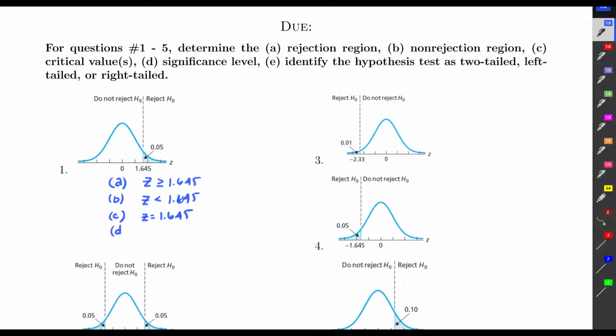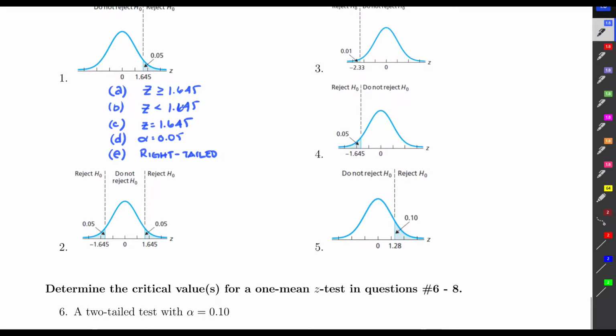Part D is the significance level. This is a one-tailed test. It's a right-tailed test. So we have alpha is equal to 0.05. Now be careful on number 2, for example. It has 0.05 to the left and 0.05 to the right. So you have to add these two values together. So your alpha would be 0.1 and not 0.05. And then part E, identify it as two-tailed, left-tailed, or right-tailed. Where we're looking at the right shaded region, this is a right-tailed hypothesis test. Told you they'd go fast. So you only have 2, 3, 4, and 5 to do.